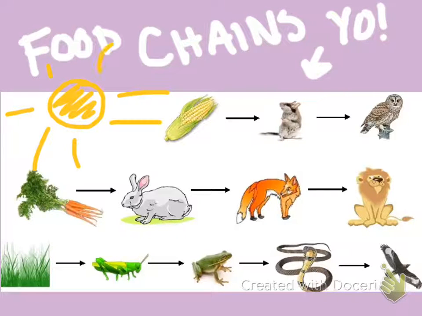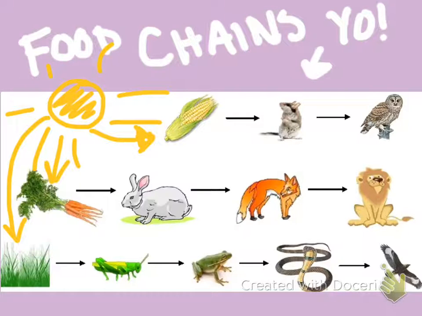Do animals get energy from the sun? No, they do not. So there's our sun, and it's giving energy to the plants. Notice the way the arrows are pointing. They're pointing to where the energy is going. A lot of people who have trouble with food chains put their arrows going the wrong direction. Really, that's the only trouble we see with food chains because they're just so simple.